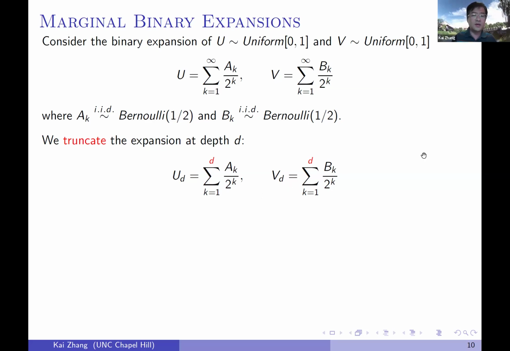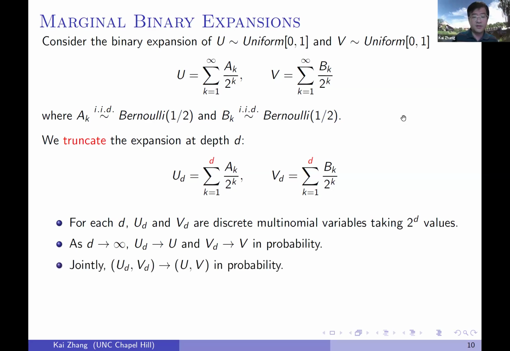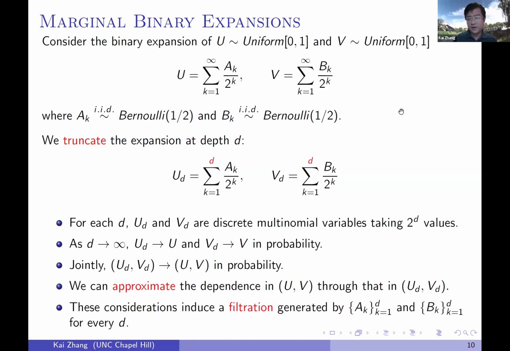And once you do this truncation, you see that U_d and V_d are nothing but discrete uniform variables over dyadic fractions, right? And it's also very easy to see that as d goes to infinity, U_d converges to U in probability, and V_d converges to V in probability. These marginal convergence results do imply a joint convergence in probability. And that's important because that means we can approximate any relationships in U and V through that in U_d and V_d, right? And this consideration of approximation is apparent if you look at everything as a filtration. That is, at every level d, you learn one A and you learn one B, and as d goes to infinity, you learn everything, right? So that's a filtration idea.